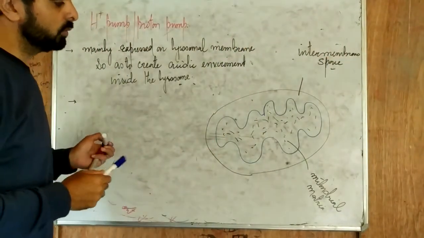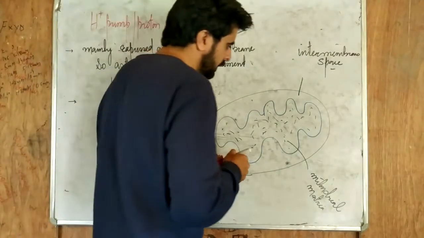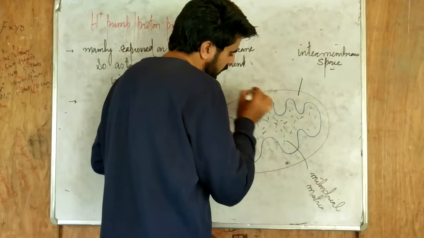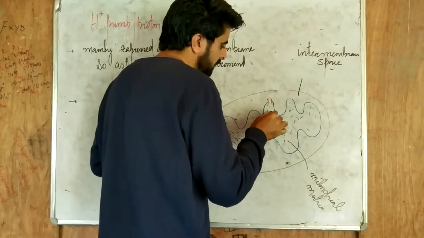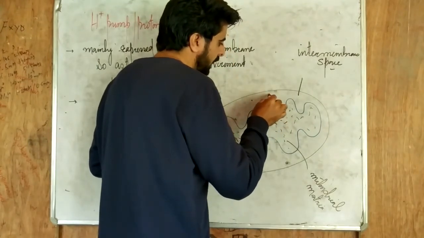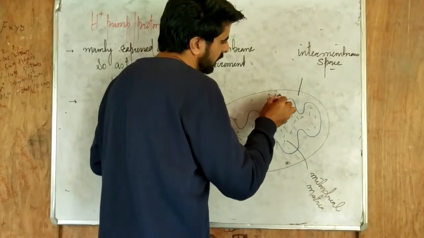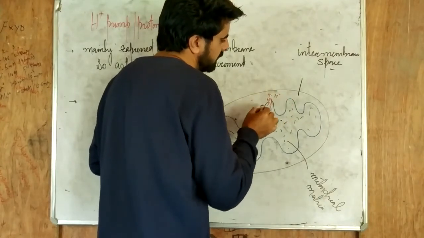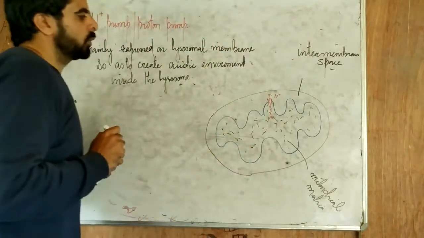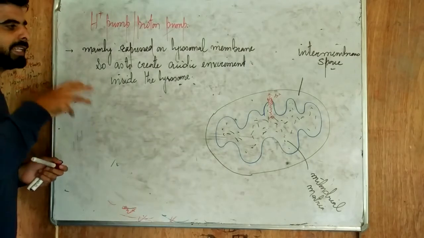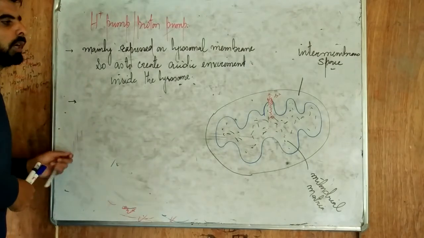Now here is the movement of protons. We have this inner membrane. On it we have a presence of a pump. We call it the proton pump. That means protons are moving from the matrix to the intermembrane space, so as to create proton motive force or proton gradient force, which is essential for generation of ATP.